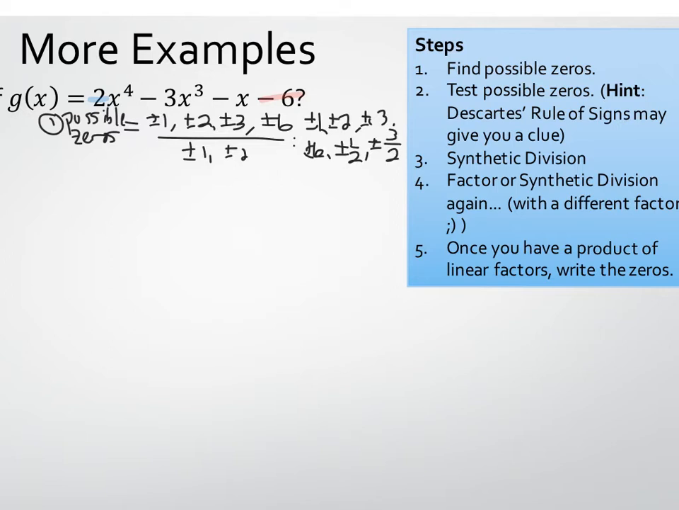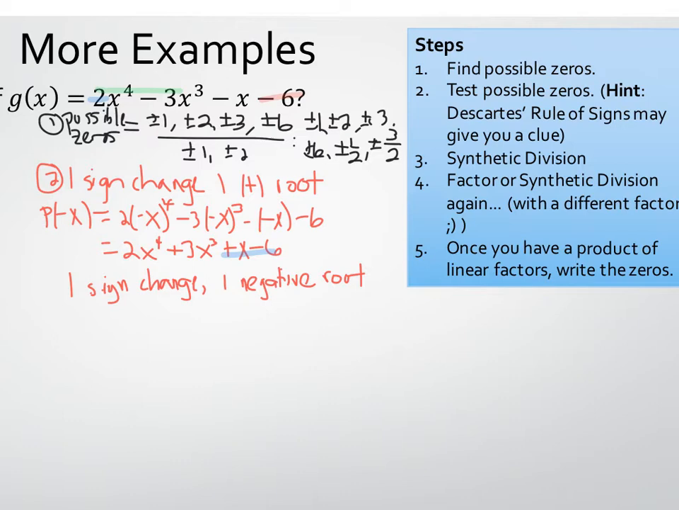Okay, and so now we're going to use Descartes' rule of signs to figure out how many possible sign changes we have. So let's take a look. We go from positive to negative, and that is the only one that I see. So for step 2, we have 1 sign change. So that means 1 positive zero. Let's find p of -x. And notice we have 1 sign change, so we also have 1 negative root. So we have 1 positive, 1 negative. Okay, so now we can find possible zeros.